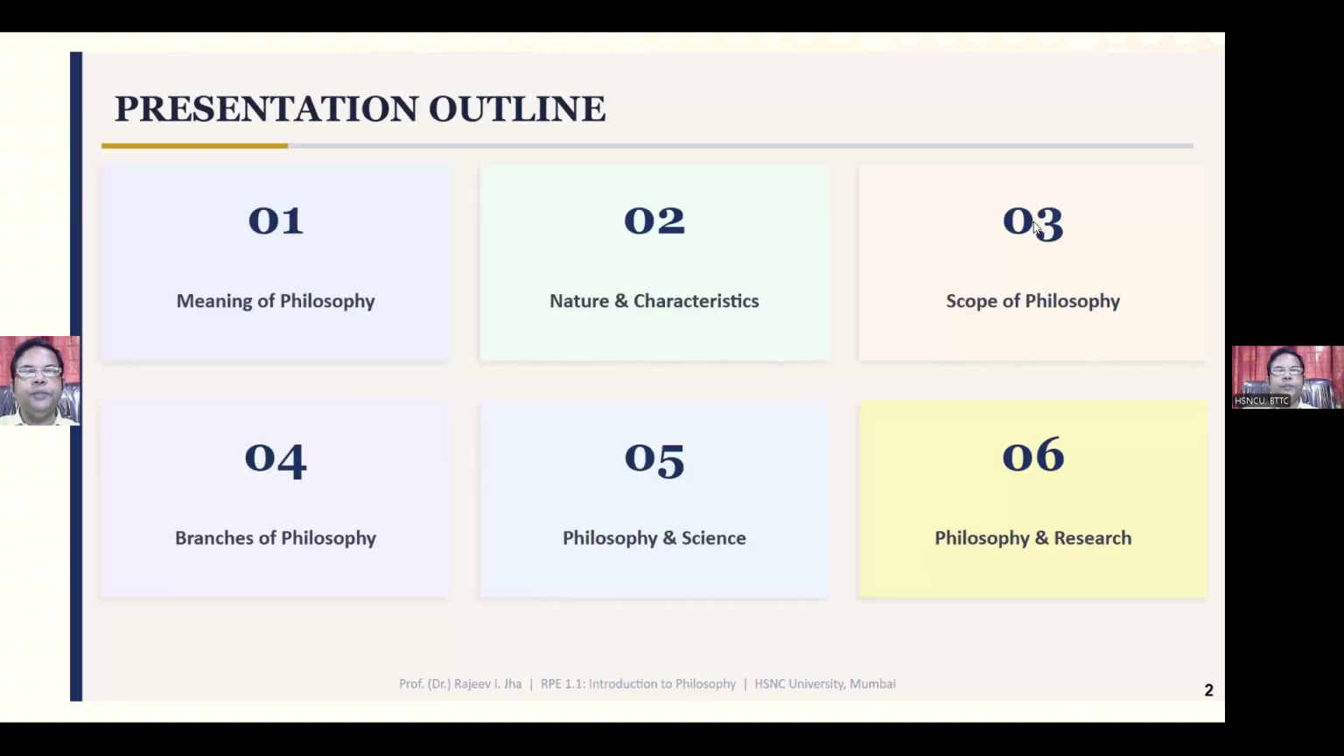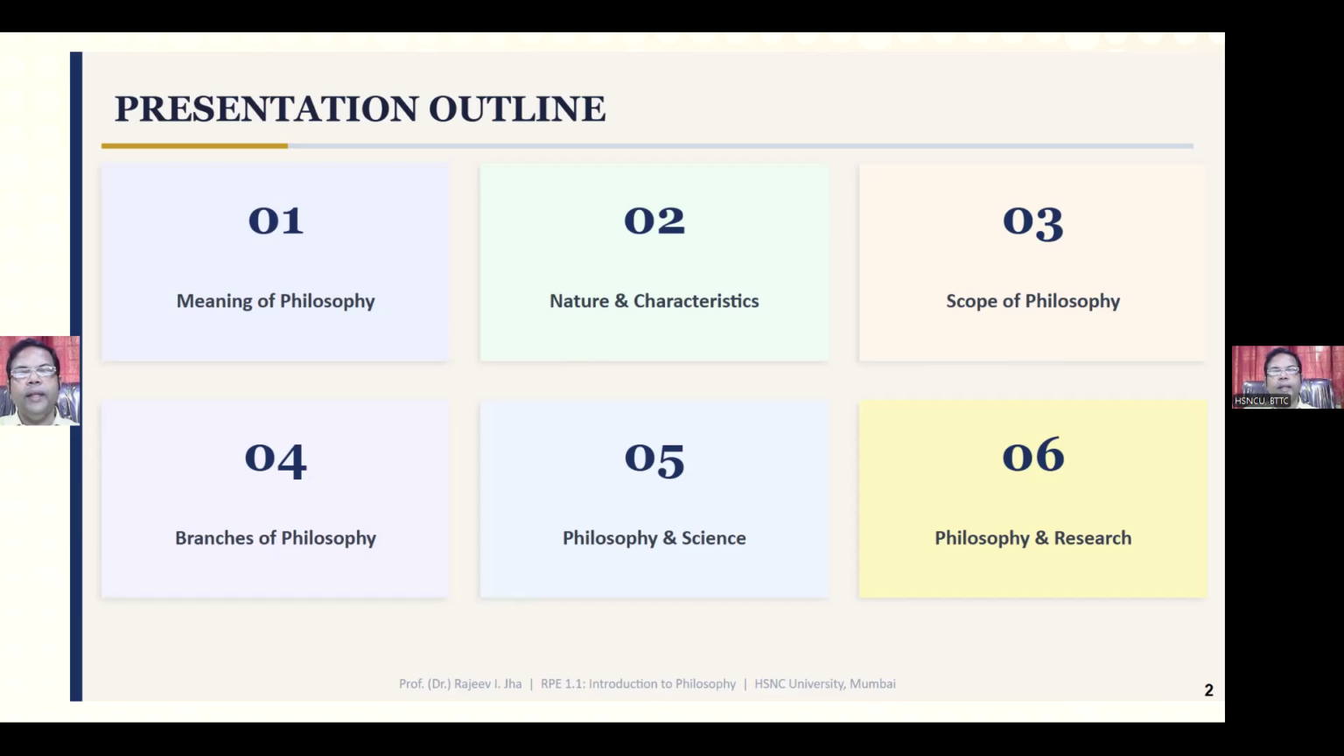This slide gives you the 6 thematic parts of the session. Think of it as a railway map. Each station has its own character, but they are all part of the same journey. We begin with the meaning of philosophy, move through its nature and scope, then examine the 5 classical branches: epistemology, metaphysics, ethics, logic, and aesthetics.